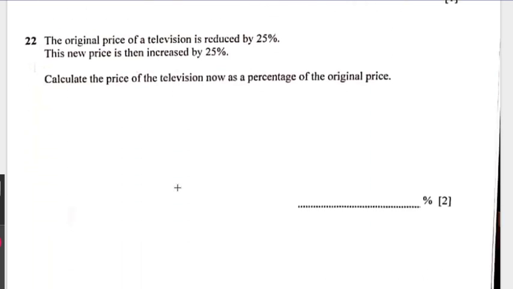Now, next, the original price of a television is reduced by 25%. This new price is then increased by 25%. Calculate the price of the television now as percentage of the original price.